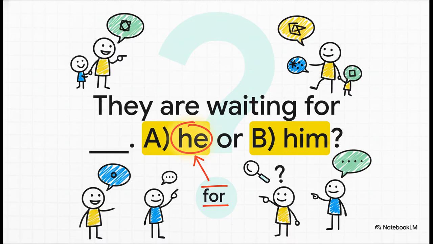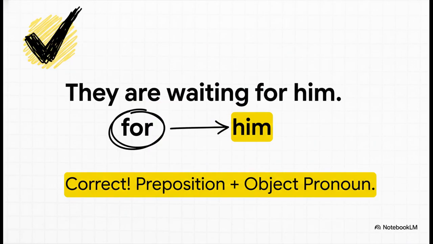All right, let's try another. They are waiting for, is it A, he, or B, him? Come on, look for that little signal word in there. Yes, it's him. That preposition for is our big clue that we need an object pronoun. See? You're getting the hang of this.